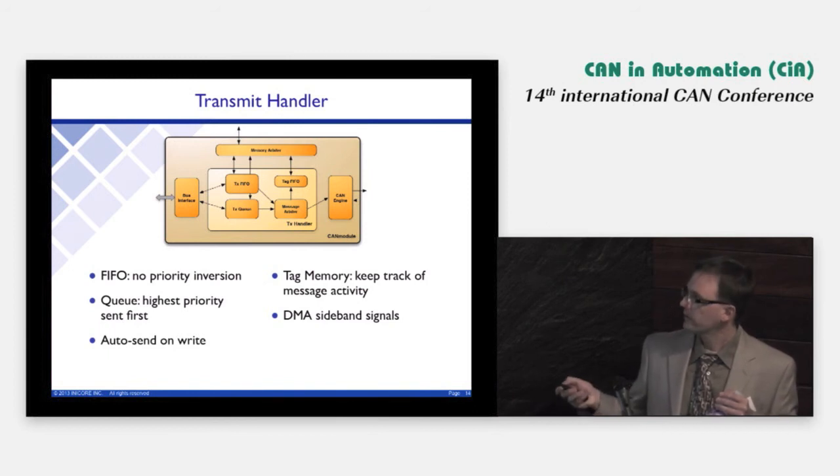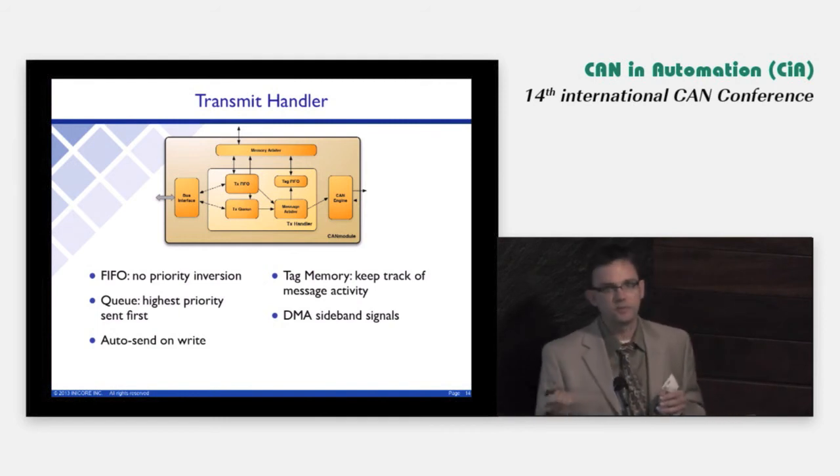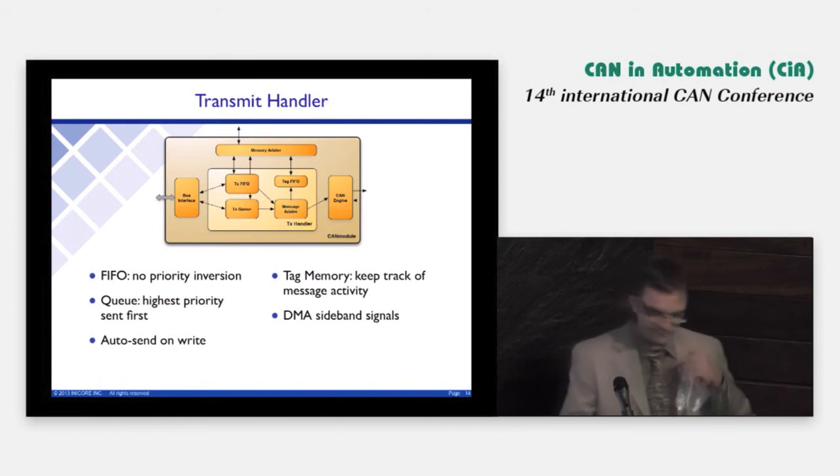And we have a tag memory to keep track of message activity. This is especially important and interesting if you have a FIFO and want to abort the message, for example, then you get an idea of which message you have aborted.